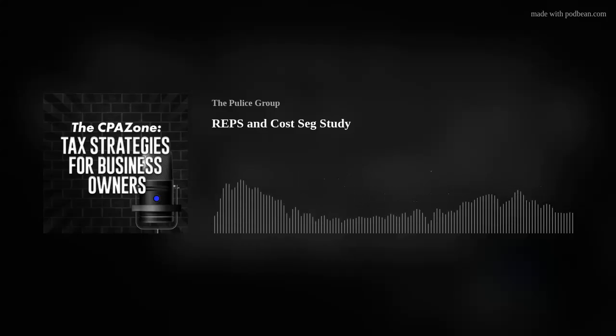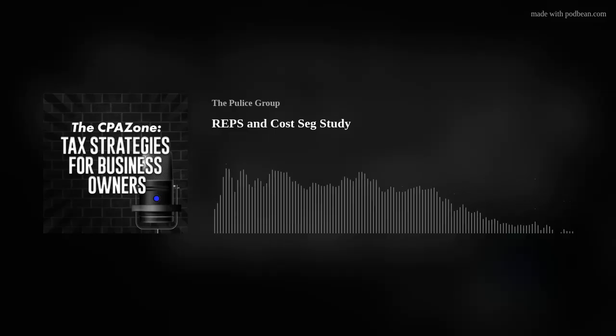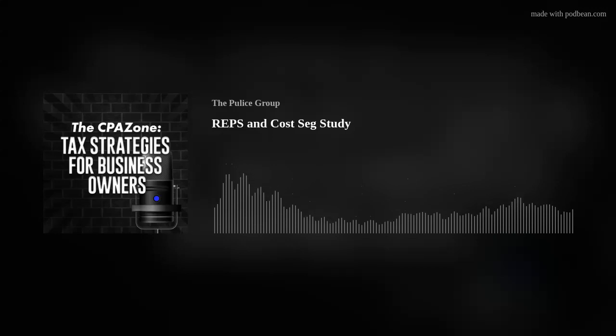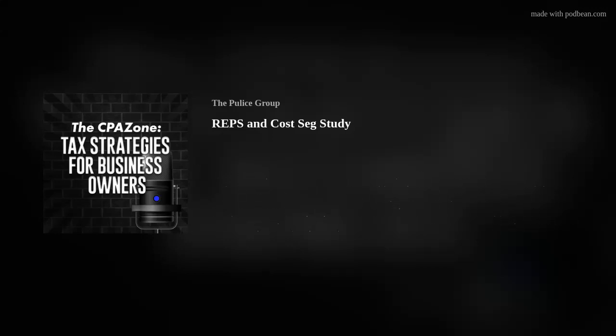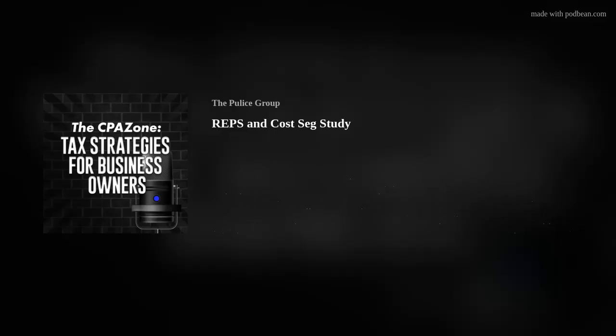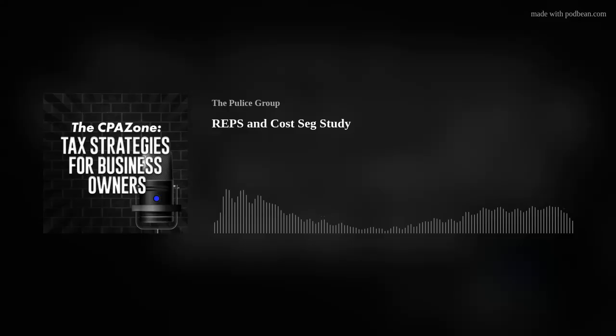So why does that matter? It's because faster depreciation means bigger deductions early on, especially in year 1. Bigger deductions means you're keeping more cash in your pocket instead of sending it to the IRS. So here's an example. Let's just say you buy a $500,000 property, ignoring land for simplicity.